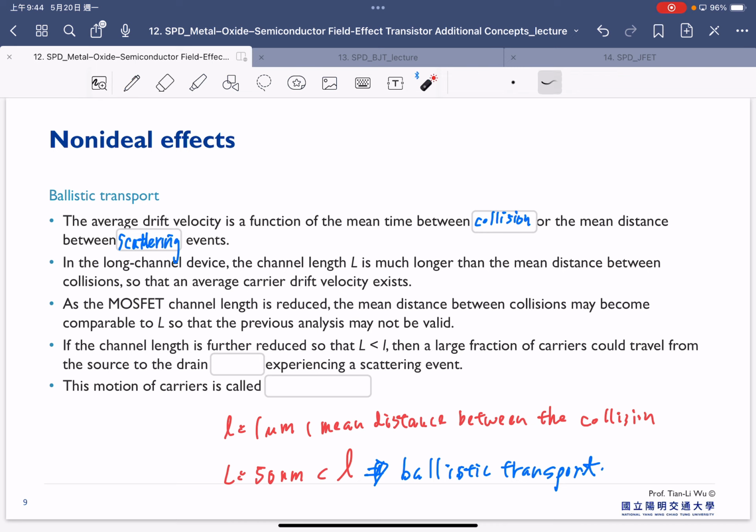So this is exactly what this sentence is trying to explain. If the channel length is further reduced, so that our channel length is smaller than the mean distance between collisions, a large fraction of the carriers could travel from source to drain without experiencing a scattering event. And in this case, we call this ballistic transport.